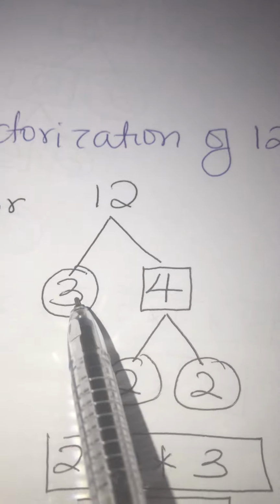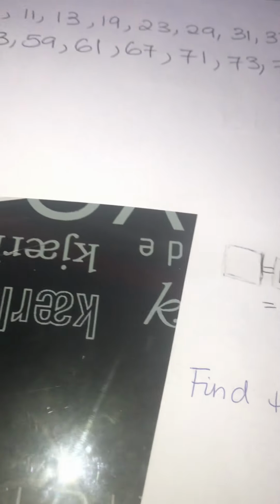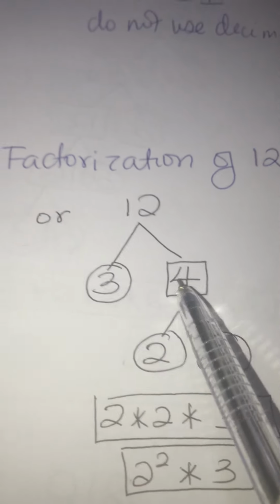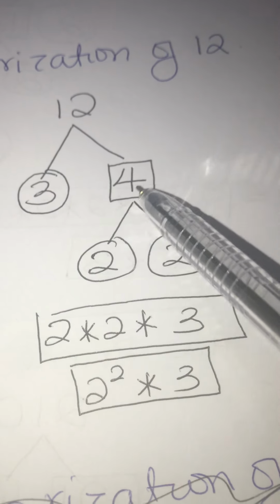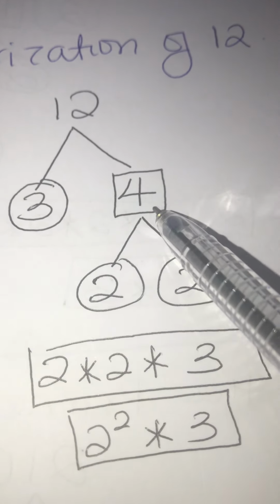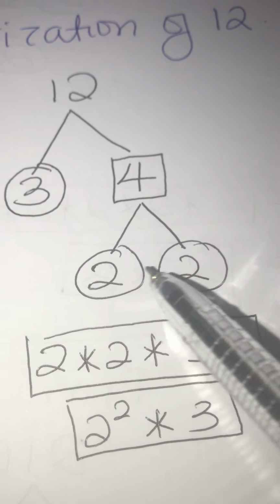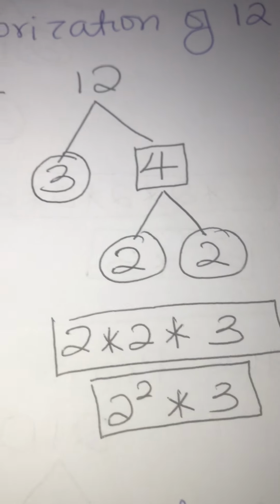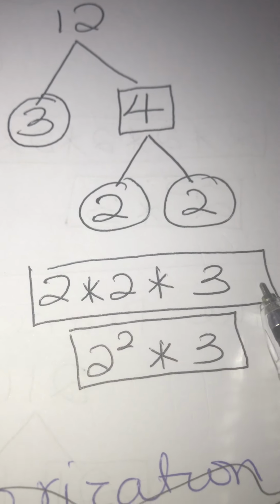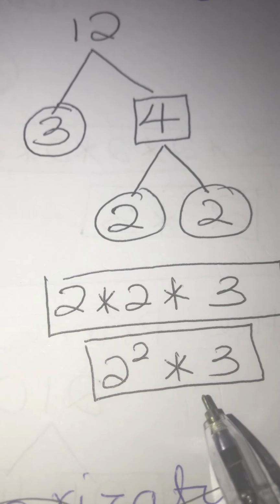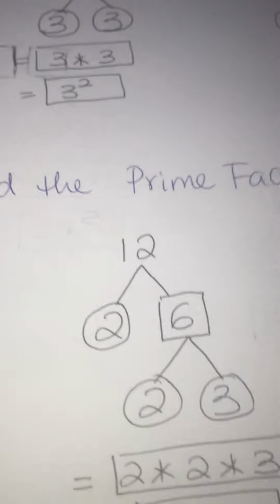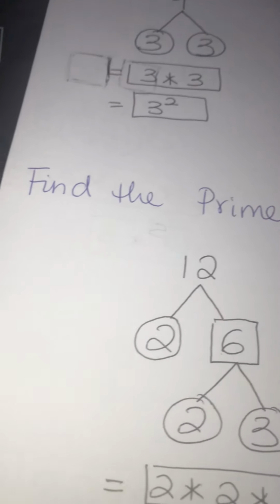I did over here 3 times 4. 4 is not a prime number, so 4 will be in a square. 3 is a prime number, so I will put it in a circle. Then I will break down 4. How do I break down 4? Which two numbers did I multiply that give me 4? 2 and 2. 2 times 2. And then I write them over there. 2 is repeating itself 2 times, so I'll write 2 to the power of 2 times 3. Okay? Let's do another one.